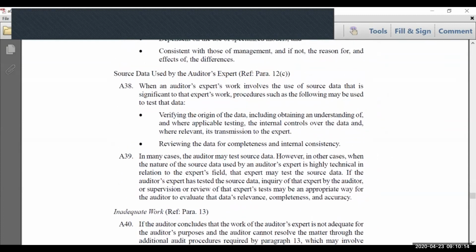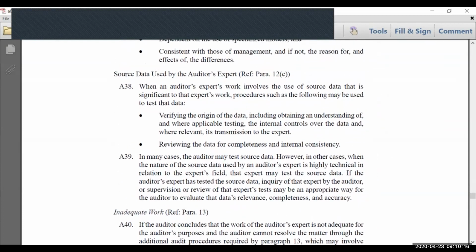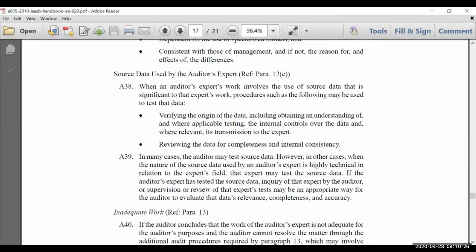Okay, on point number A38, on source data: when an audit expert's work involves the use of source data that is unique to the audit, procedures such as the following may be used to test that data. Verify the origin of the data, including obtaining an understanding of and, where applicable, testing the internal control over the data, and, where relevant, the transmission to the expert.